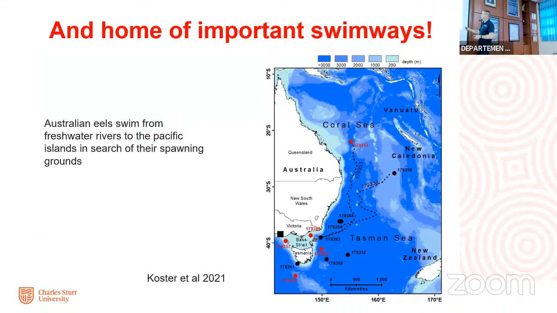This is an example here of eels which were tracked from southern Australia to their spawning grounds. Some of them swam as far as New Caledonia from southern Australia, and they tracked these fish with satellite tags. So they installed a satellite tag onto the eel.